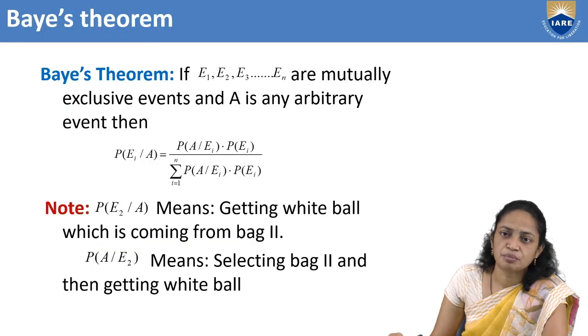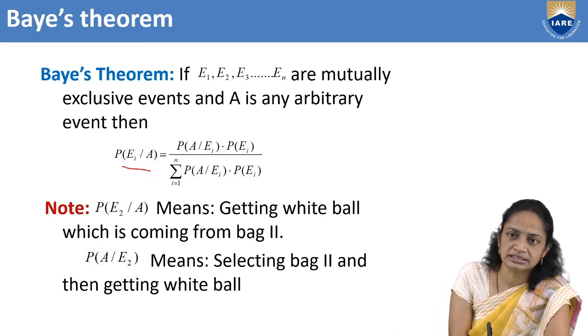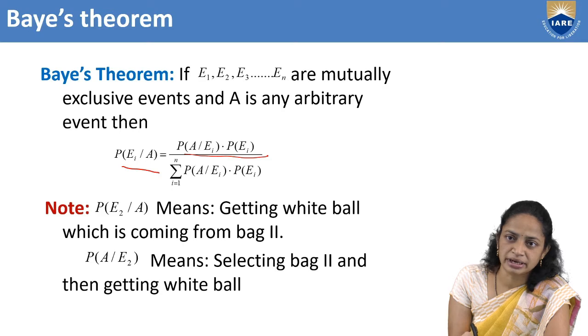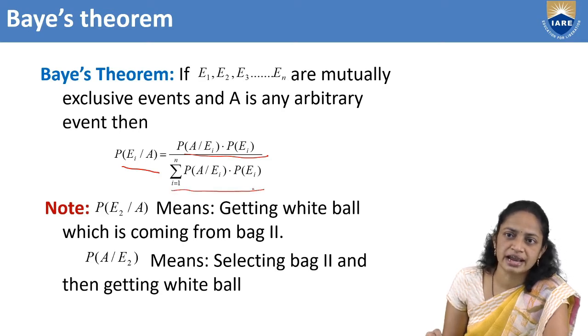If E1, E2, E3 and so on En are mutually exclusive events and A is any arbitrary event, then probability of Ei given A equals probability of A given Ei into P of Ei, divided by summation i equal to 1 to n probability of A given Ei into P of Ei.